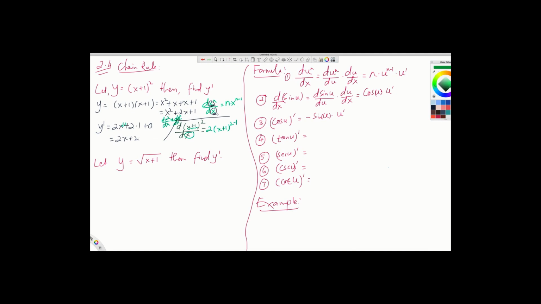But this problem was not very bad because you were able to FOIL it and then write it in that form. But if I take y equals the square root of x plus 1, then how do I find y prime?